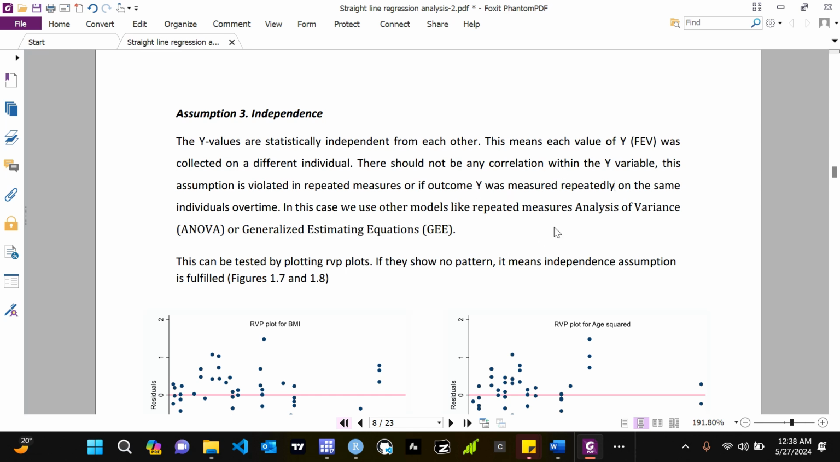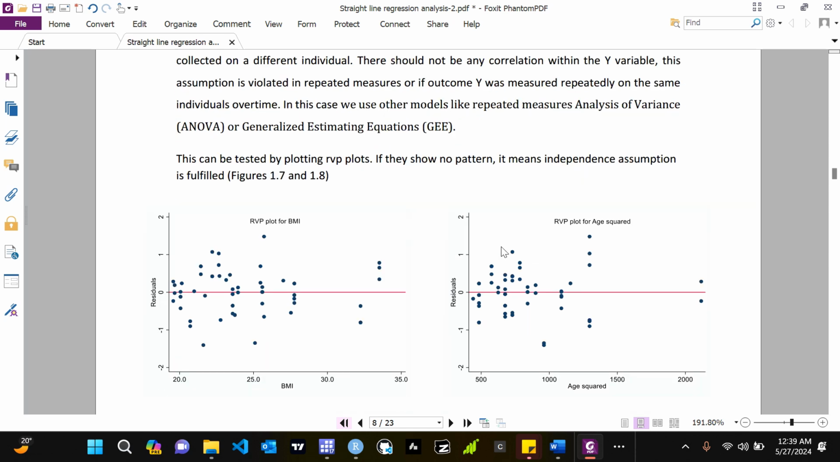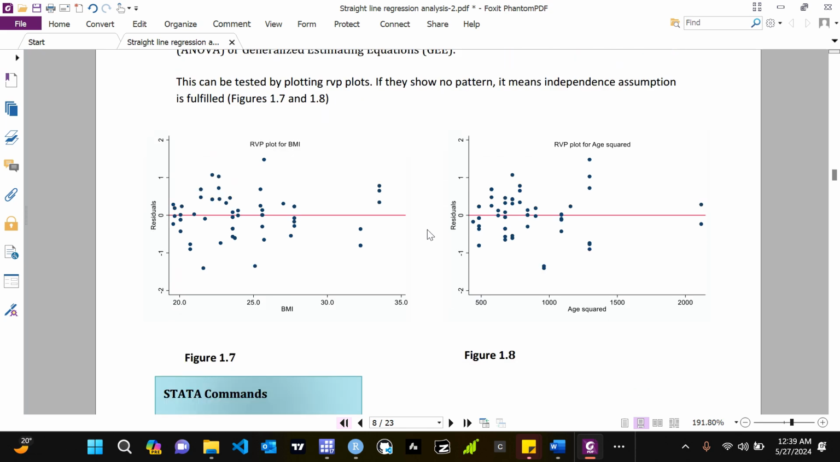You have a correlation. So for that, we don't use a linear regression. Although it is a continuous outcome, we don't use a linear regression because the assumption of independence is violated. The y values are not independent from each other. To determine this assumption, we just plot RV plots.